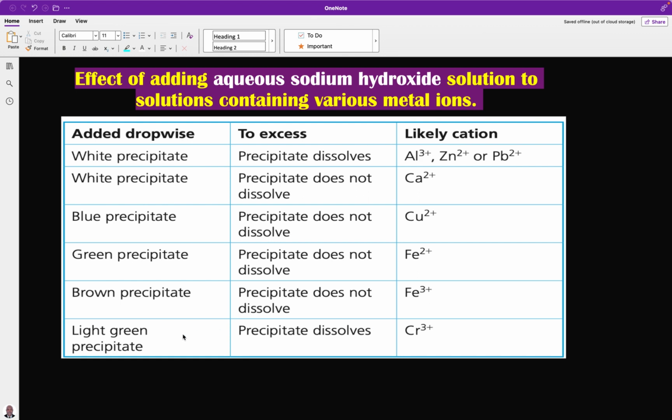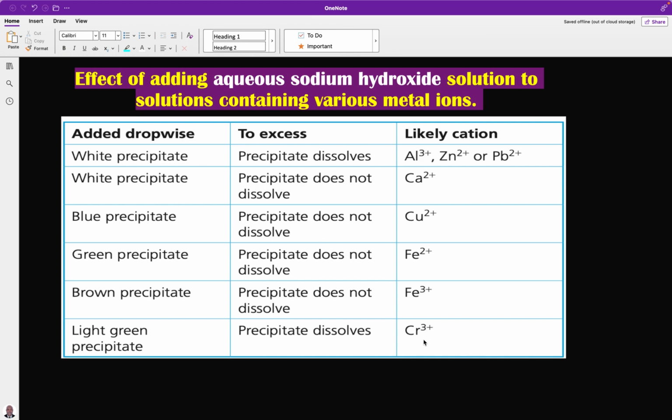And above all, if we have another salt solution, and then we add aqueous sodium hydroxide solution to it, we observe that light green precipitate is formed. Then we proceed to add excess of sodium hydroxide solution, and we realize that the precipitate dissolves. Then our inference, or the likely cation that is supposed to be in this solution, will be chromium 3 ion.